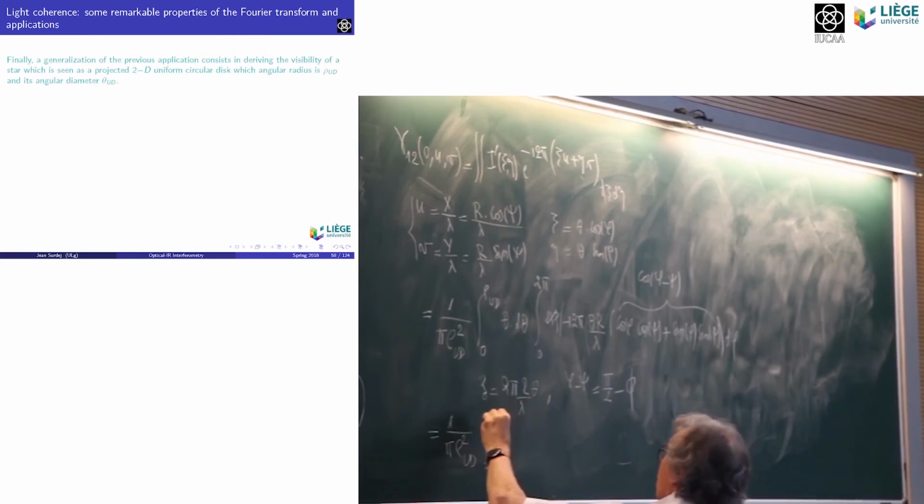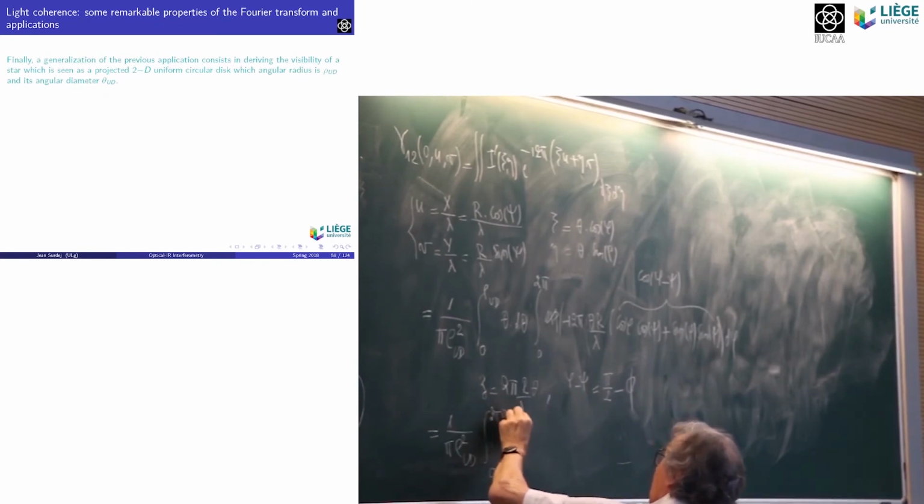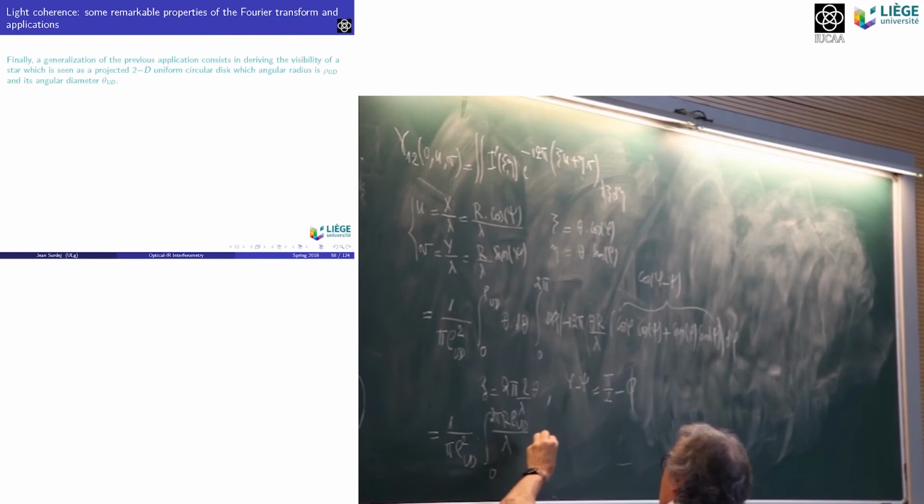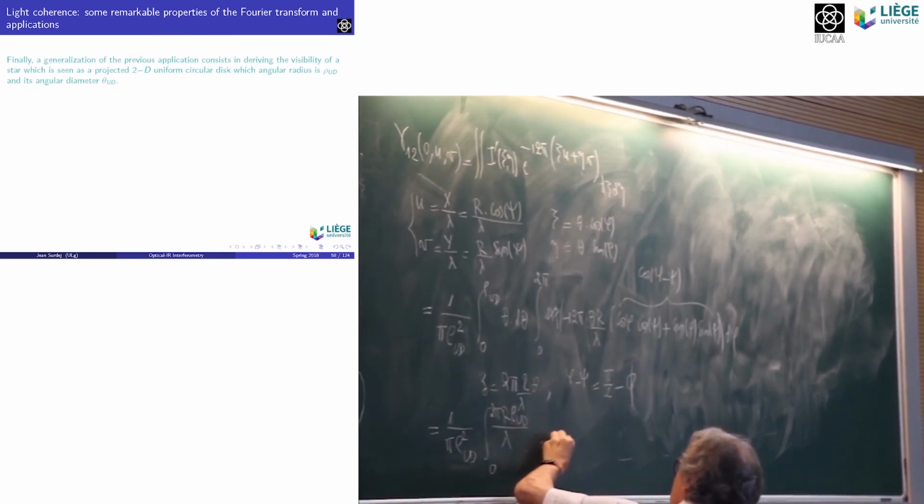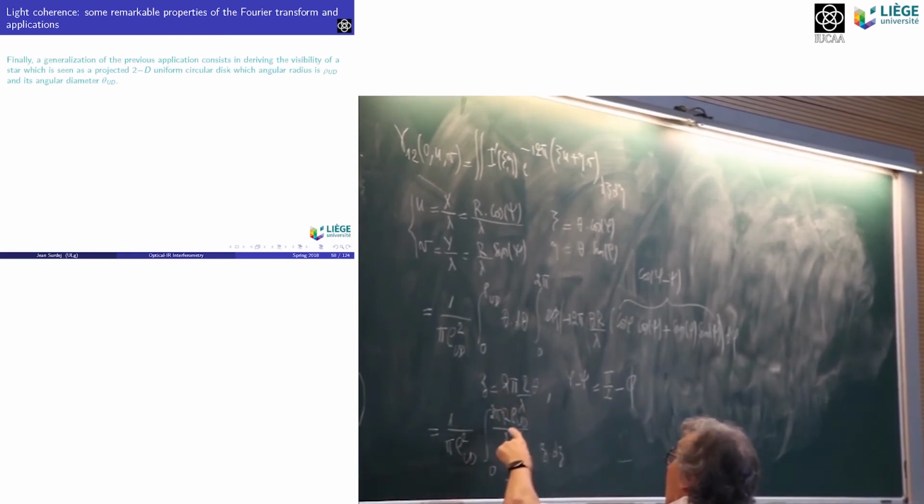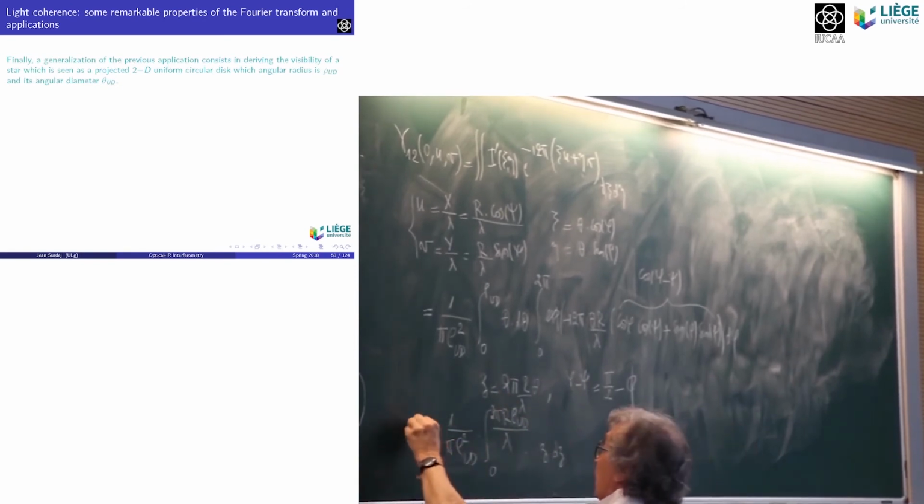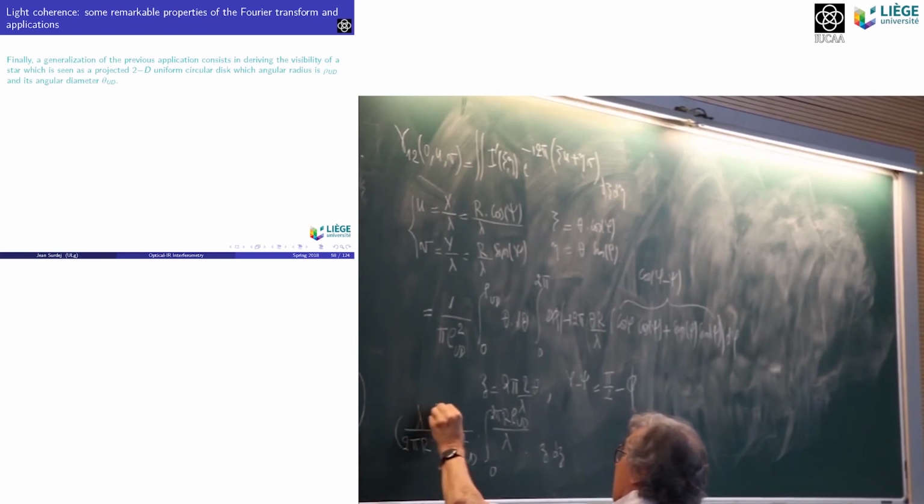So I make the change of variable. It will be 2 pi r theta_ud, rho_ud divided by lambda. Theta d theta will be z dz. So now I will have something like z times dz, but I should multiply by lambda over 2 pi r squared, like that.